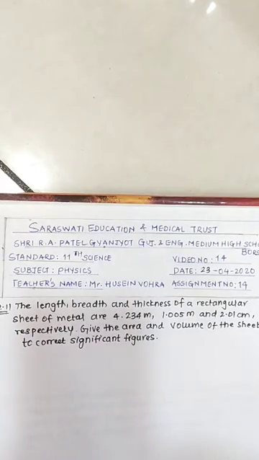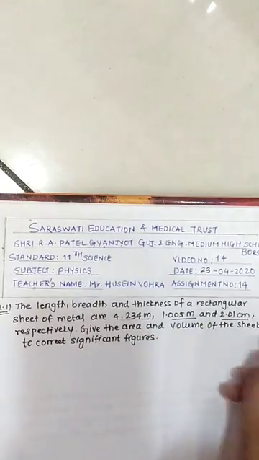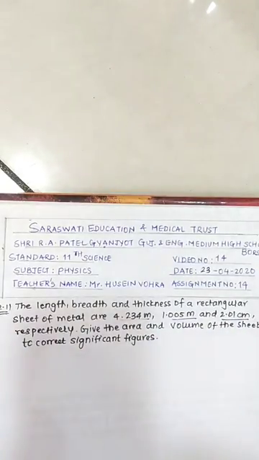Today we are going to solve a few numericals from the exercise. Coming to example 2.11: the length, breadth and thickness of a rectangular sheet are 4.234 meter, 1.005 meter and 2.01 centimeter respectively. Two of them are given in meter, one in centimeter. Give the area and volume of the sheet to the correct significant figures, which we have to determine in this numerical. Is this clear?